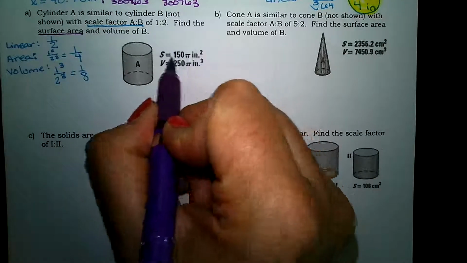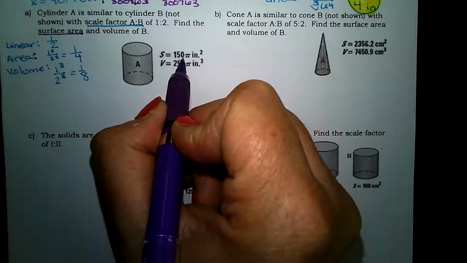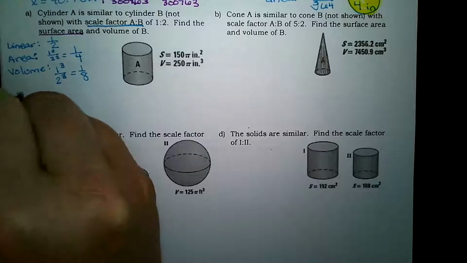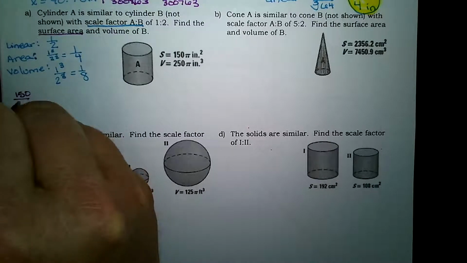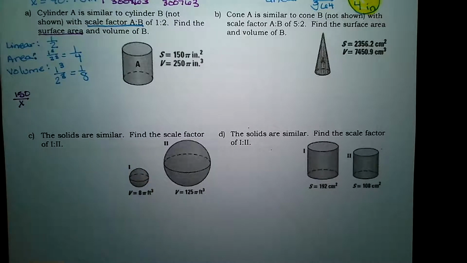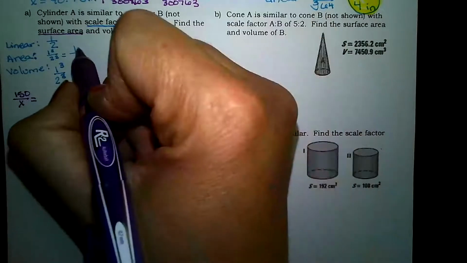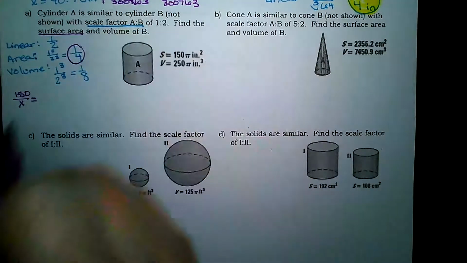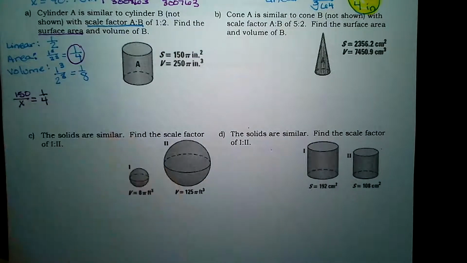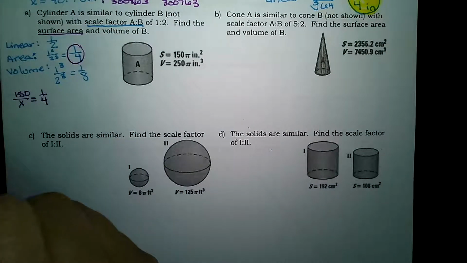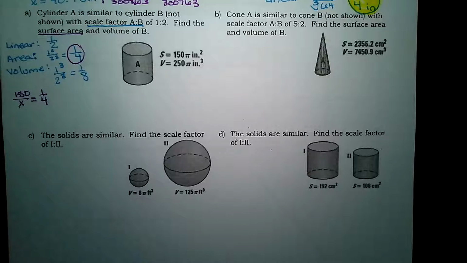Surface area of the smaller cylinder is 150. Surface area of the larger cylinder is what we're trying to find. When I set up my ratio, I have to match it to the area ratio, 1 to 4. Now I can cross multiply and solve. Take a moment and solve for x.